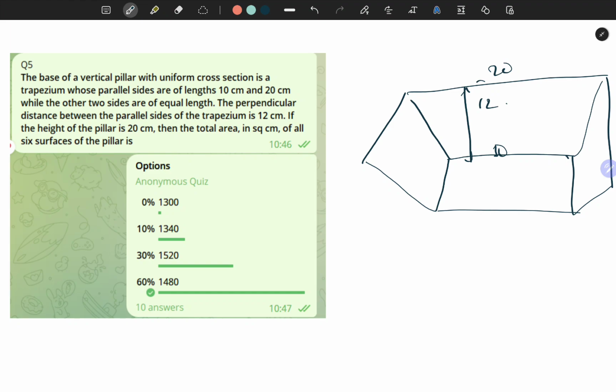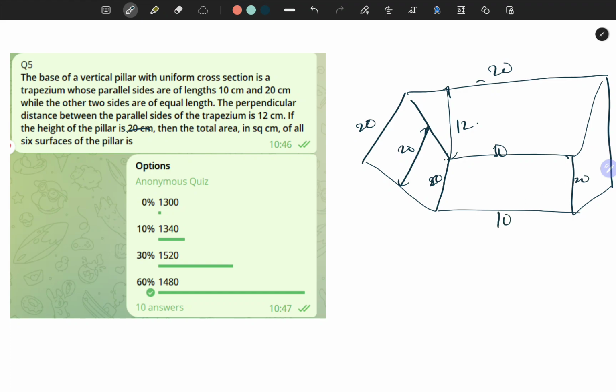This particular distance is 12, and the height of the pillar is 20. So this will be the height, so this is 20. Now let's mark what the sides are. This will be 20, this will be 20 as well, because this is the height. This will be 20 as well, this will be 10, this is 20.